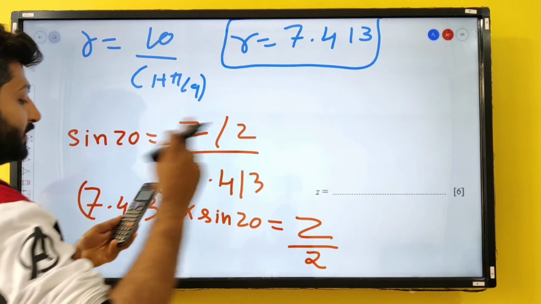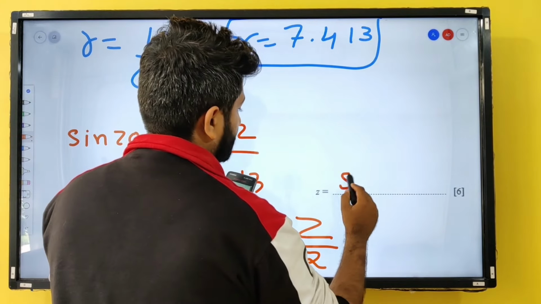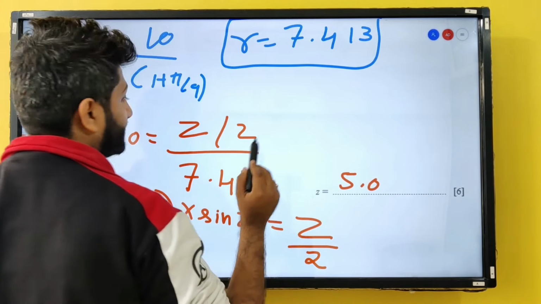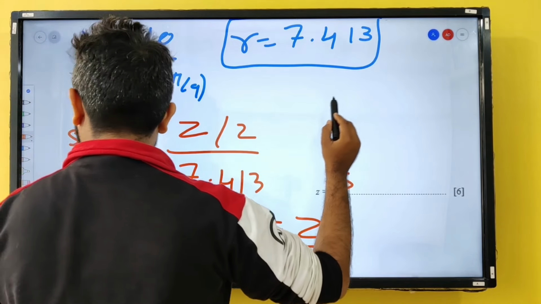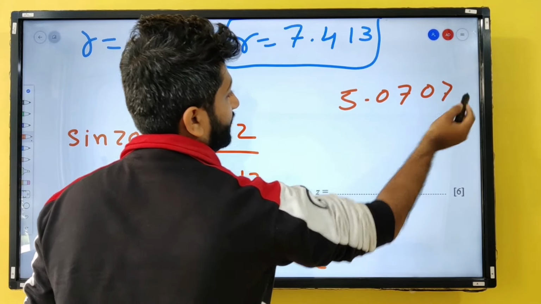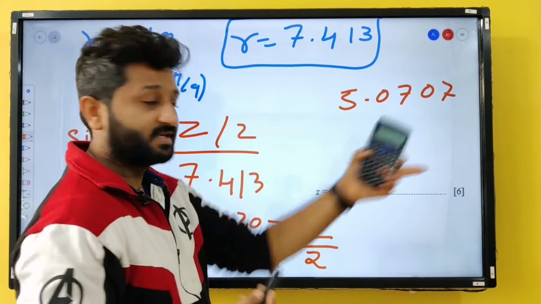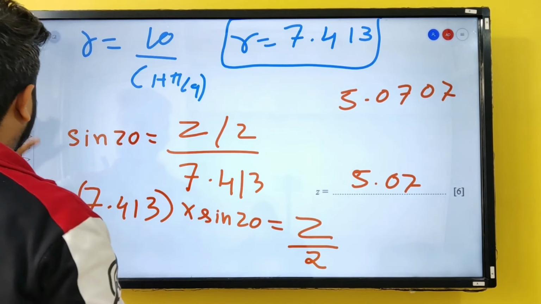My z is 5.0707, right? 5.07. Let me rewrite this answer here. My z is 5.0707. So I can write it as 5.07. So I am writing my z as 5.07.